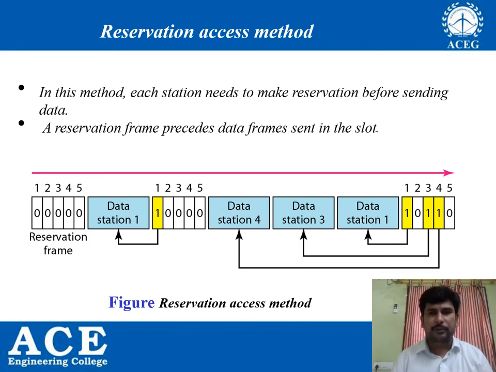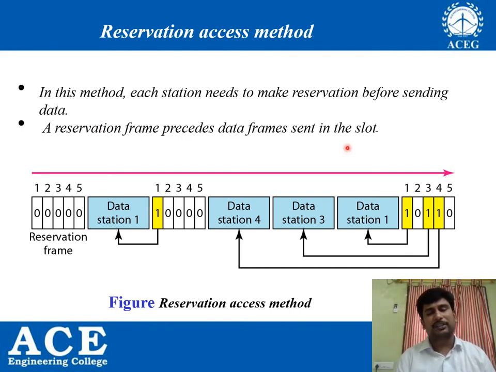The first type of control access method is called the reservation method. In the reservation access method, each station needs to make a reservation before sending the data. So a reservation frame precedes the data frame sent in the slot.